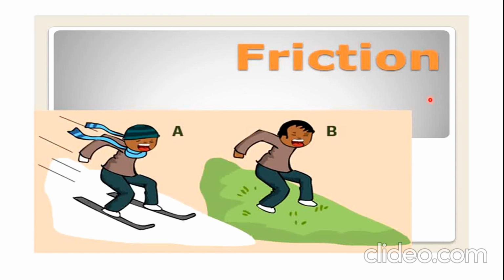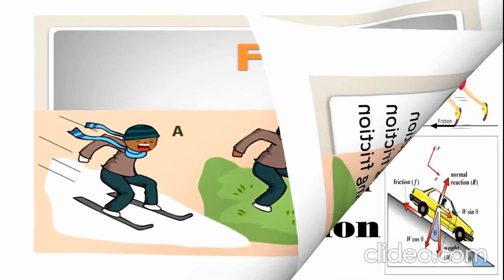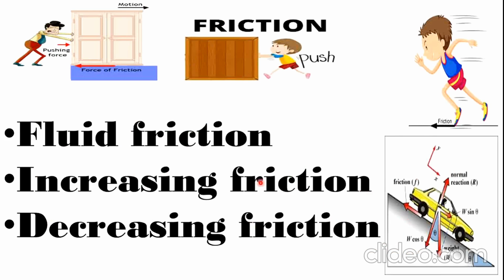Continuing chapter friction. In the last video you learned about friction, types of friction, and factors affecting friction. Types of friction are static friction, sliding friction and rolling friction. Static friction exerts the strongest frictional force, whereas rolling friction exerts the least frictional force. Today's class we will be learning about fluid friction, increasing friction and decreasing friction.